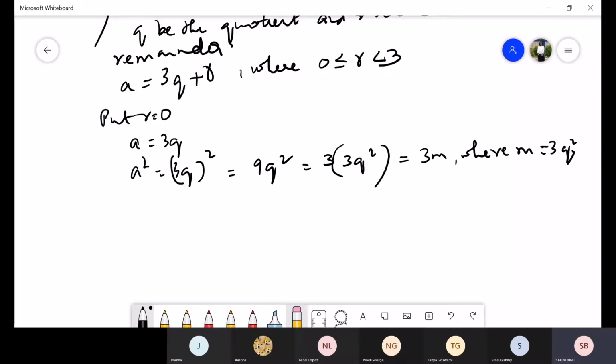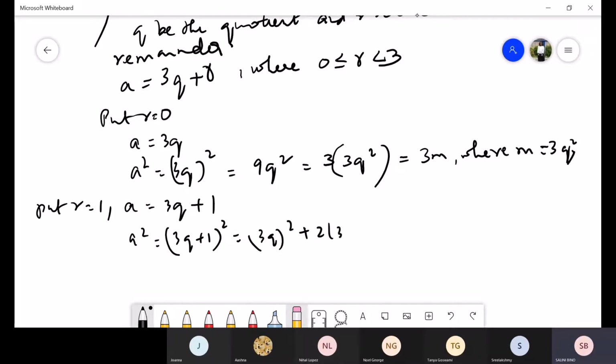Now, if I put r equal to 1, what will happen? A will be equal to 3q plus 1. Now what is the next step? Square it. 3q plus 1 the whole square. This is like the identity a plus b the whole square, so a square plus 2ab plus b square. So we will get 9q square plus 6q plus 1.